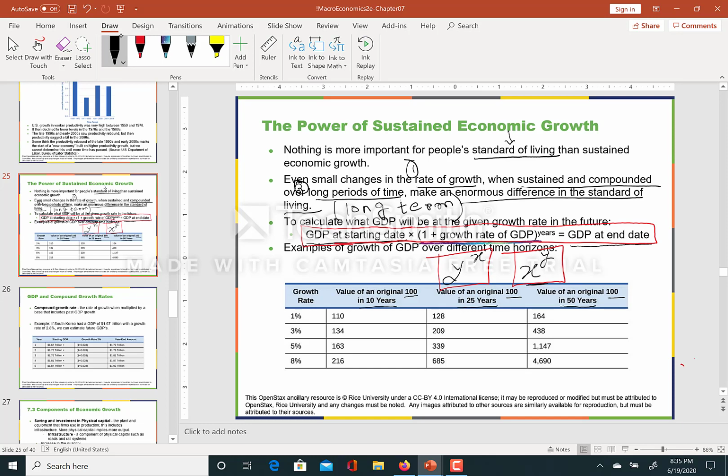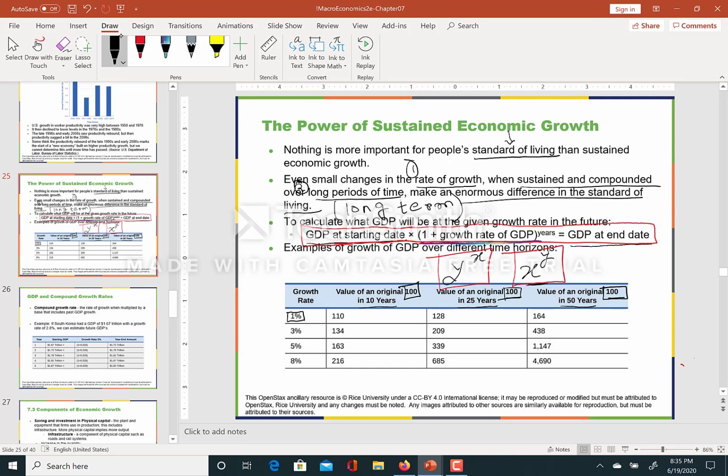I have 4 different growth rates. I have the original value, or the GDP at the starting date, which is $100, and I have 3 different time periods. Now let's look at this 1% growth rate.